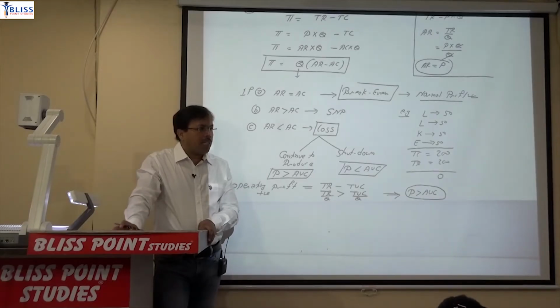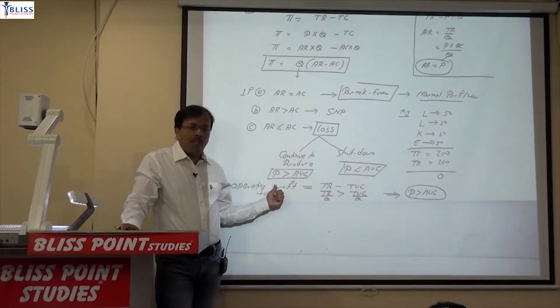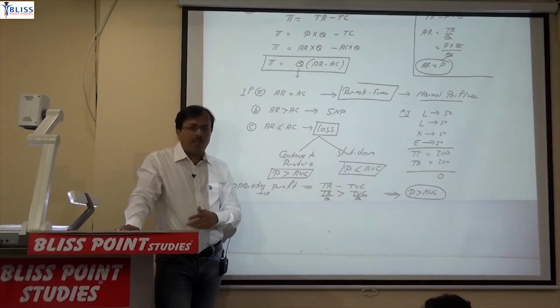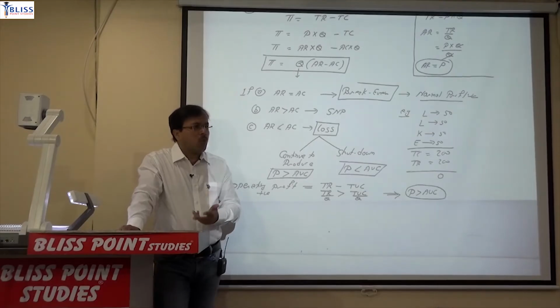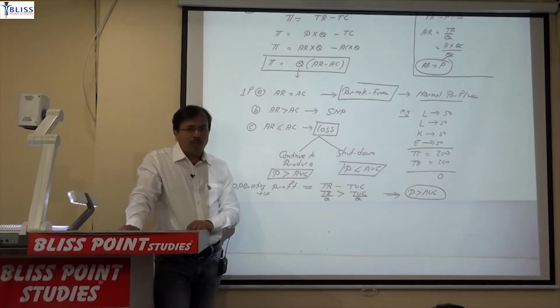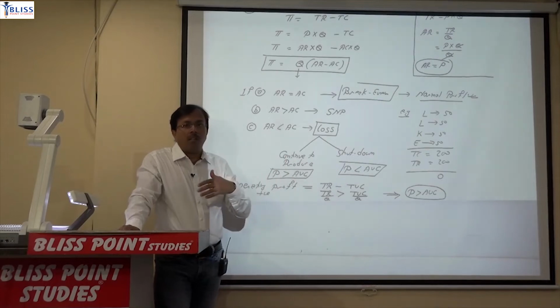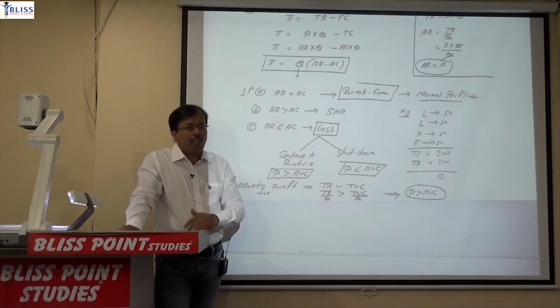So if price is greater than variable cost, firm is having operating profit, therefore firm will operate. Firm will continue to operate. Firm will continue to produce. And if price is less than average variable cost, then operating loss, मतलब operate करने में loss है. Therefore better not to operate and shut down.